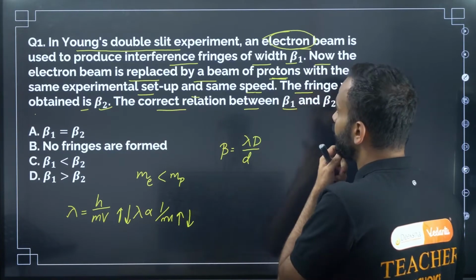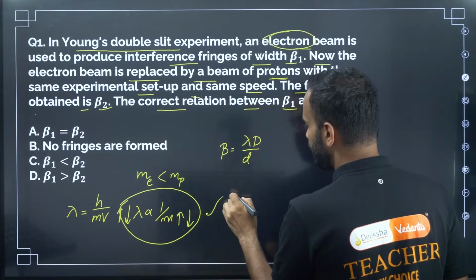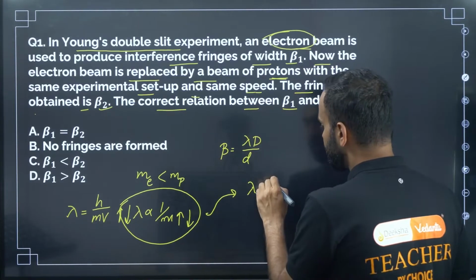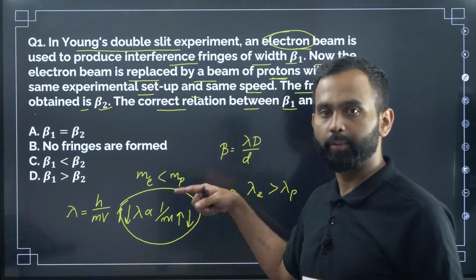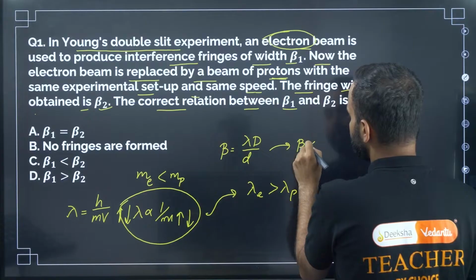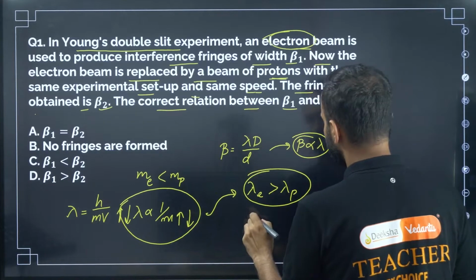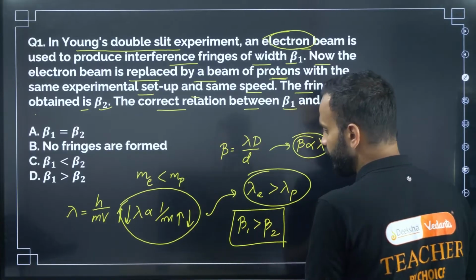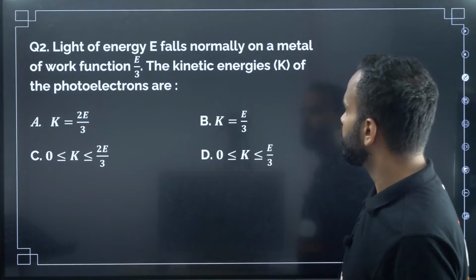Lambda is wavelength of the light used. So here we have used electron beam and proton beam. From this I can conclude that wavelength of the electron is greater than wavelength of the proton. Why? Because mass of the electron is lesser compared to the mass of the proton. Here beta is directly proportional to lambda, so I can conclude that beta 1 is greater than beta 2. So the correct option is D. Understood? Next question.